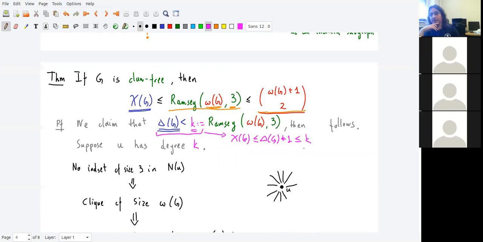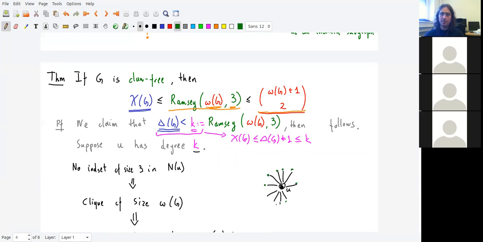So this will be the proof. We'll actually prove that the graph has small degree, small in terms of omega. Suppose otherwise. Suppose that there exists a vertex U in your graph that has large degree, degree K, this Ramsey number. Let's look at its neighbors. There are K of them.